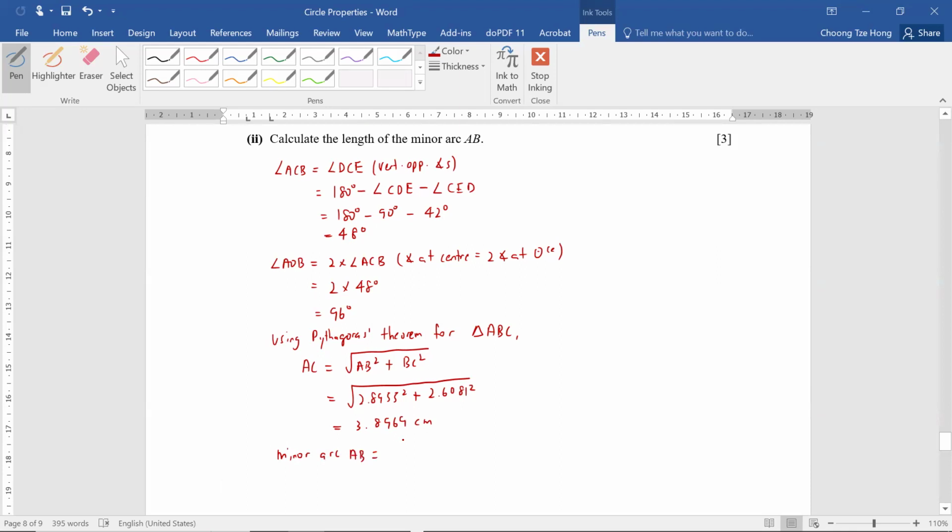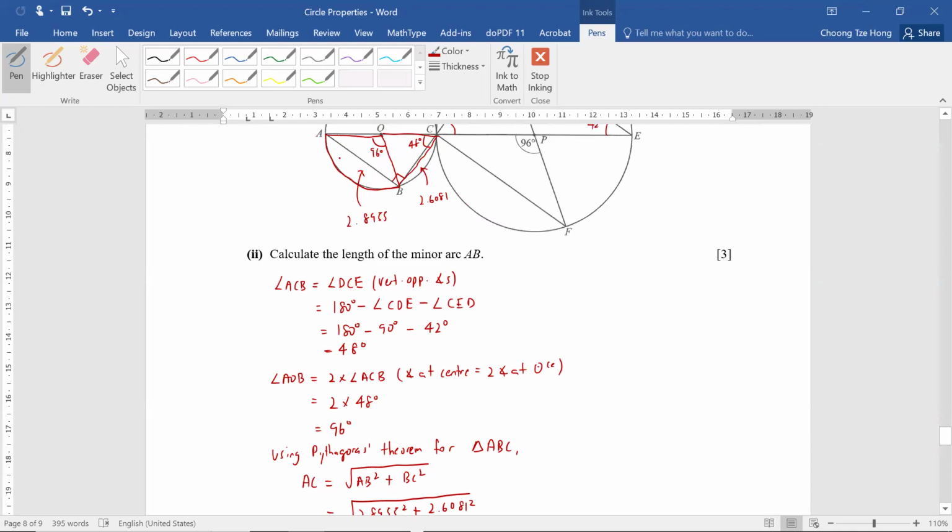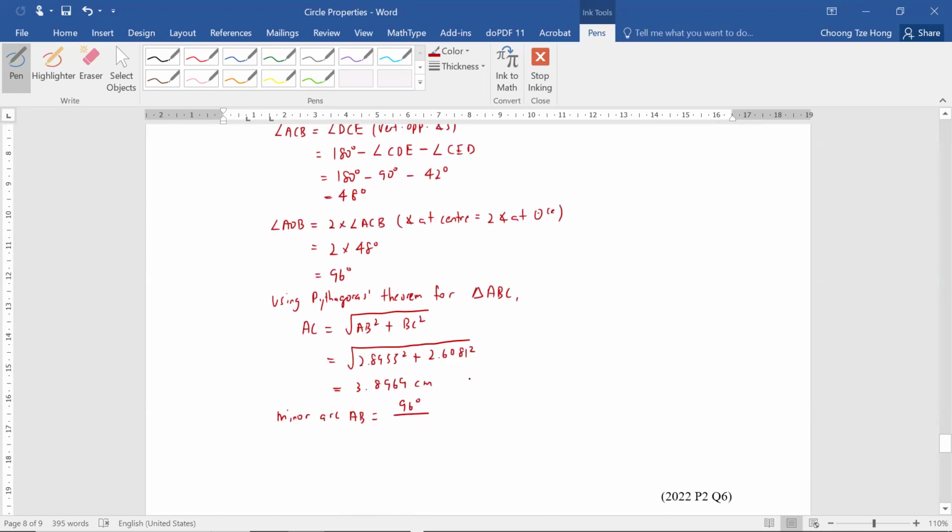Then we can calculate the length of the minor arc. The length of minor arc would be the angle at the center subtended by the arc, over 360, multiplied by the circumference. Circumference is 2 pi r, but we can also write it as pi d, d being the diameter, which is 3.8969. So you'll get your answer to be 3.26 cm.